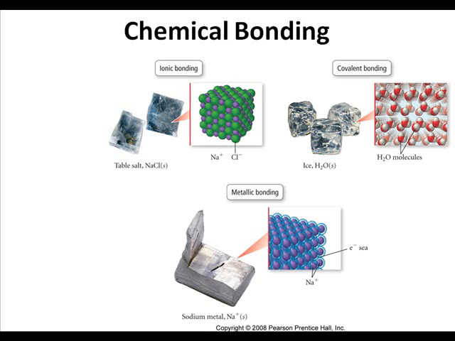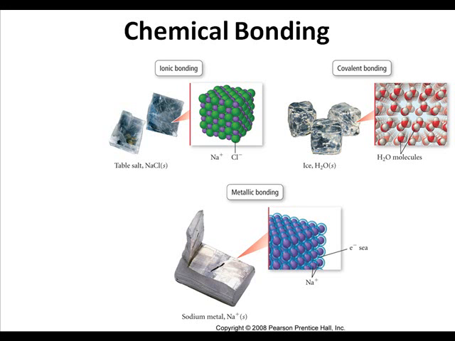The second major type of bonding is covalent bonding. Here you get the formation of true molecules, and what you have happening here is a sharing of the electrons to form these molecules.